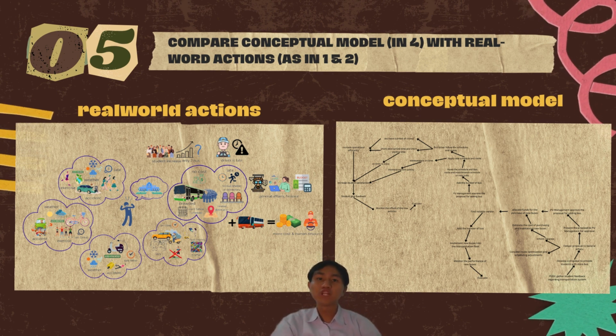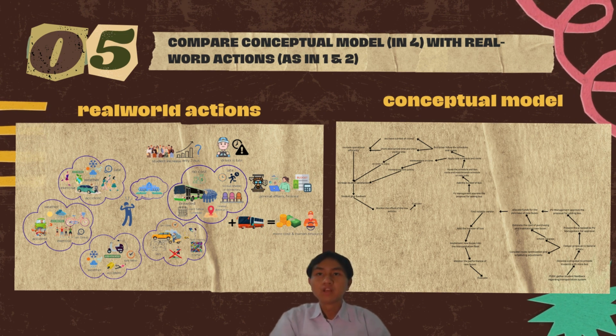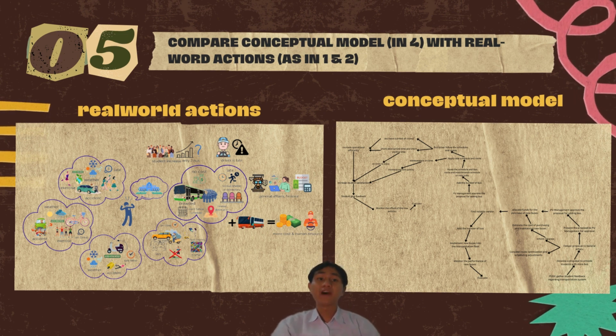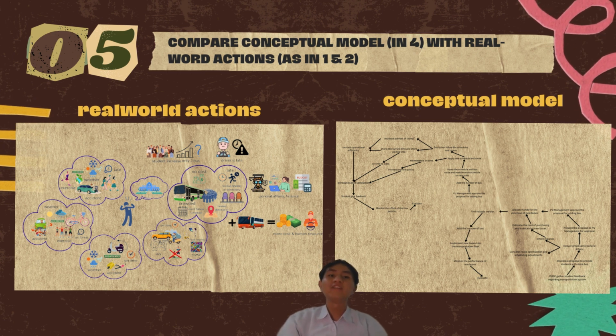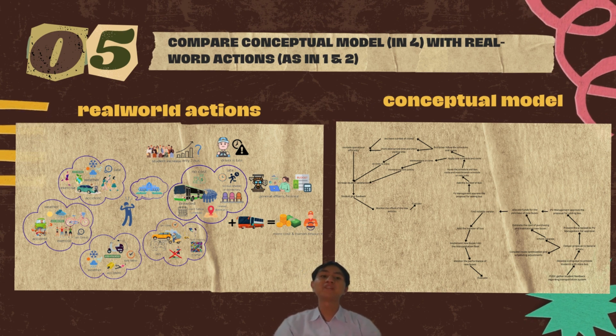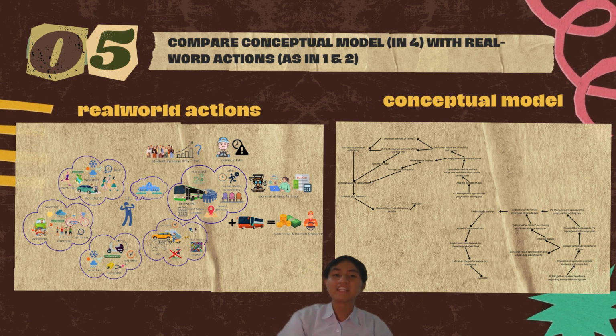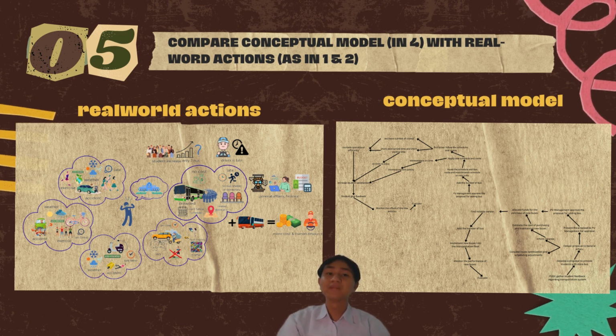The next one is compare conceptual model in 4 with real world action as in 1 and 2, and this is stage 5. So, in stage 5 of our study, we compare the concept model developed in stage 4 with real world situation to validate the proposed solution and identify any challenges or discrepancies that may arise during implementation.